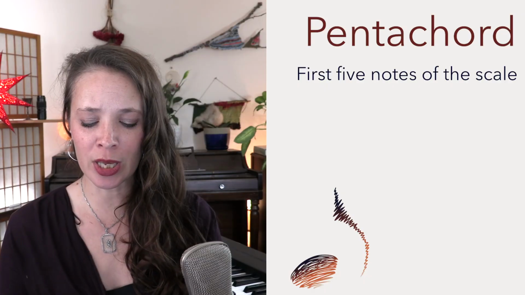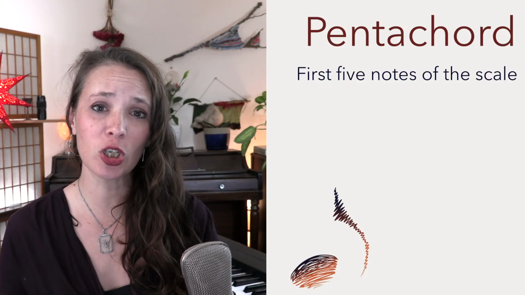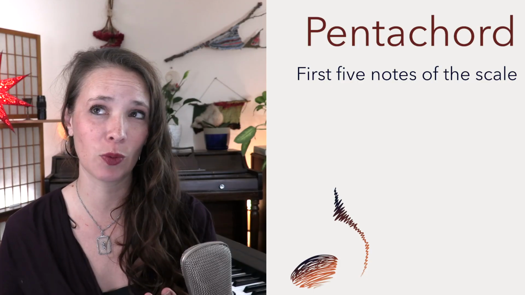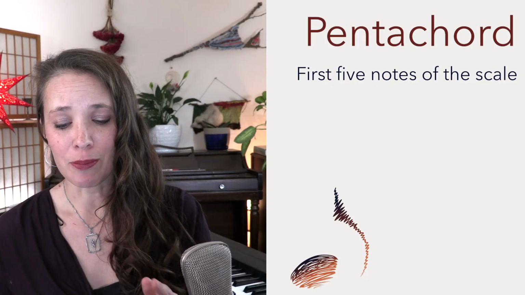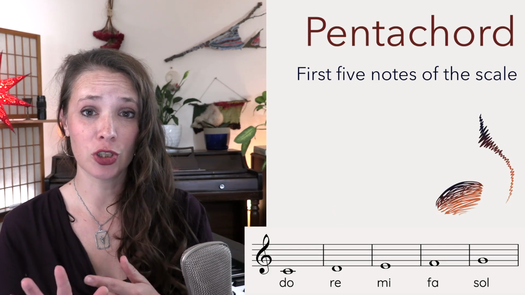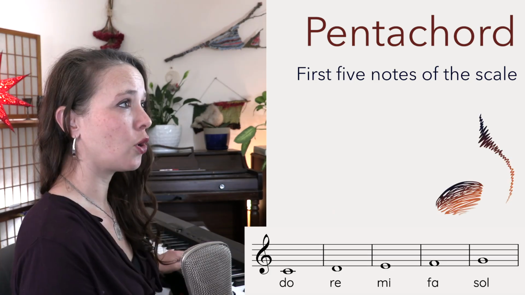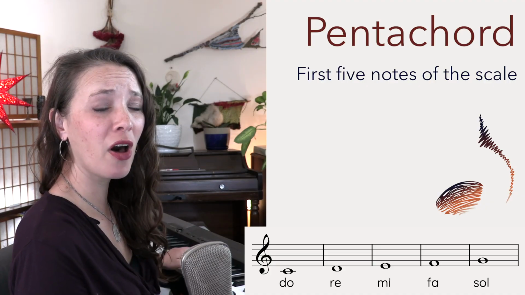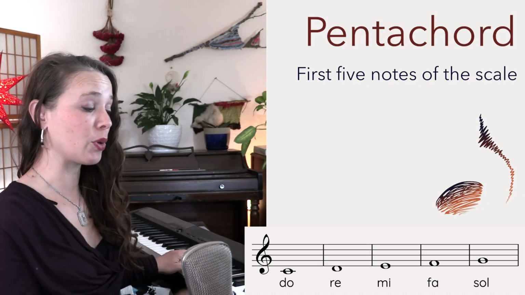Now, for this first unit, we are just sticking to the pentachord, which is the first 5 notes of the scale. It's a fancy word, which means the first 5 notes of the scale. So in major, we have do, re, mi, fa, sol. Do, re, mi, fa, sol, fa, mi, re, do. Try singing that with me, okay? Just to get comfortable with it.